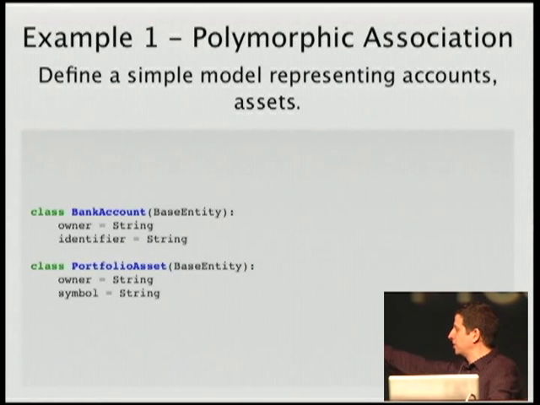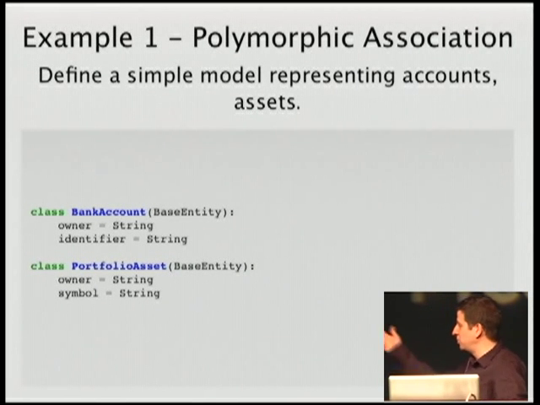So for polymorphic association, and actually for the second example, we're going to start with this kind of myth. This is not SQLAlchemy. This is just any old object relational tool. We're going to do a financial application where we have an entity representing a bank account. So if you have a checking account and a savings account, you'd have 2 bank account records. And a portfolio asset, which is like you own 100 shares of Apple, you'd have a portfolio asset. If you own some shares of Google, that'd be another portfolio asset.